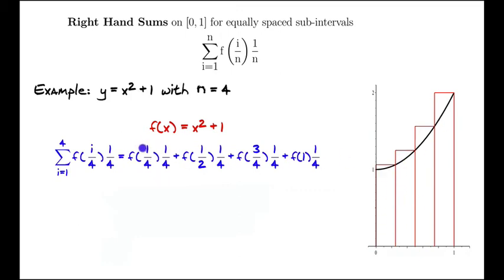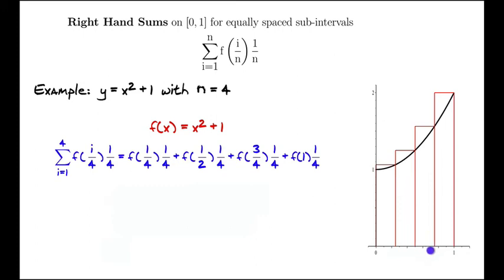Again, the first box has height f of 1/4 because we use the right-hand endpoint for the right-hand sum. So we go to the right, take f of 1/4 times 1/4. And then for the next box, that's this second box, we look to the right, we take the right-hand endpoint. The right-hand endpoint right there is 1/2. f of 1/2 is this height. f of 1/2 times 1/4 is the area of that rectangle.